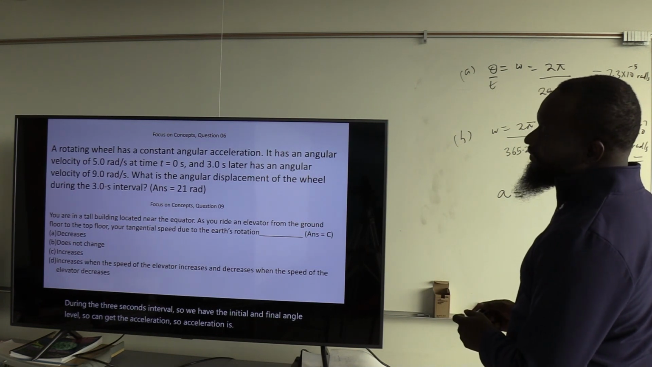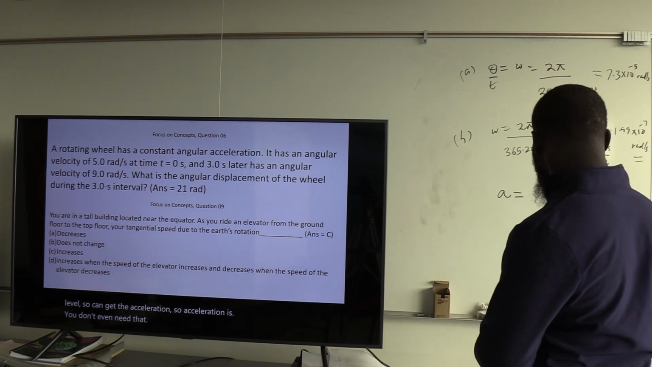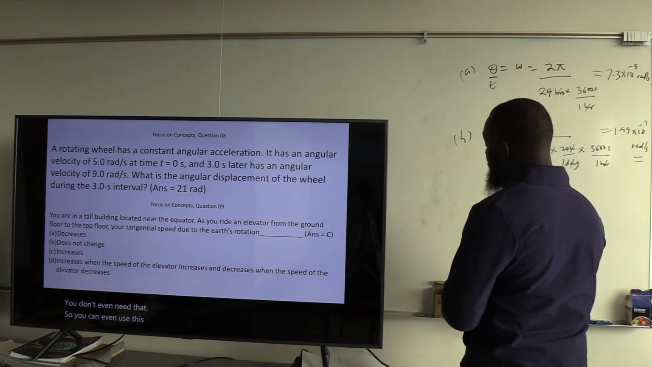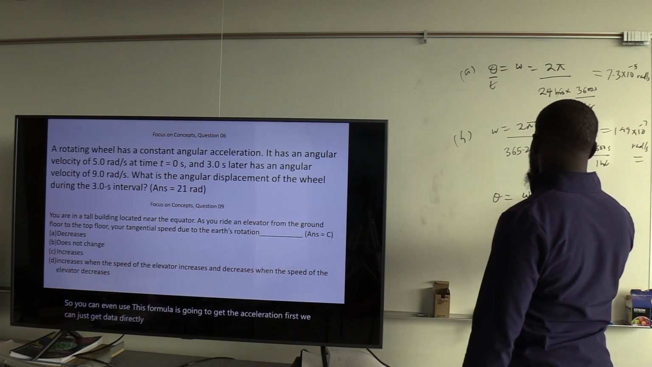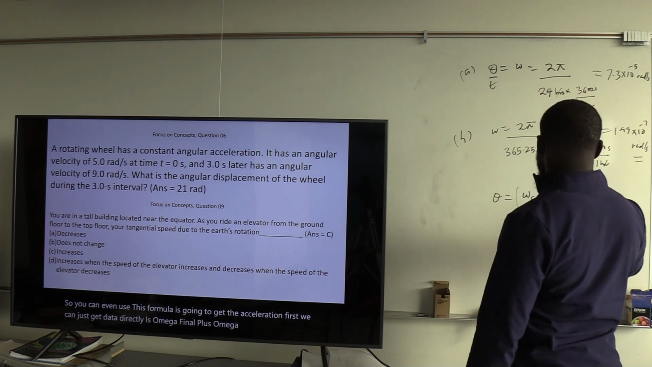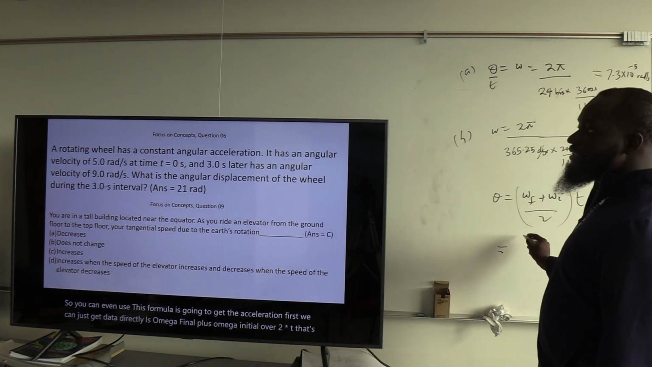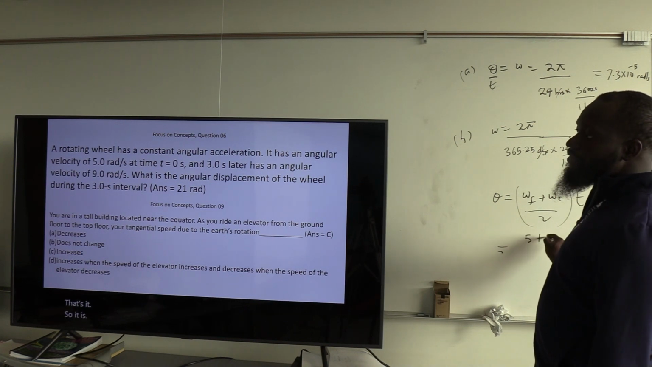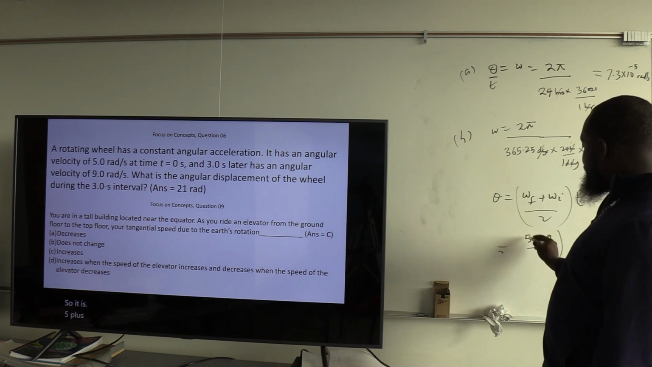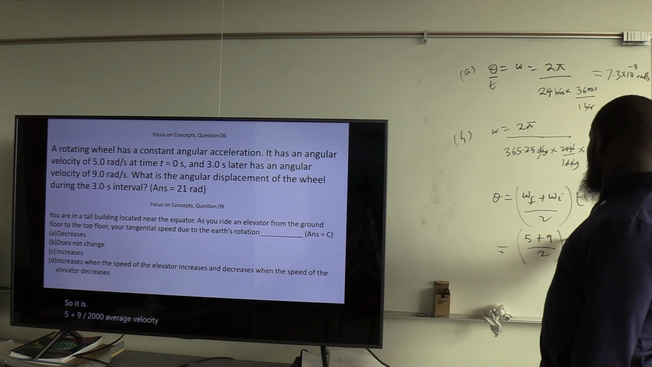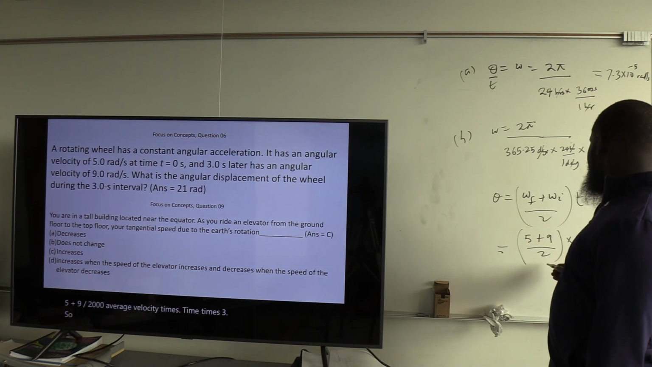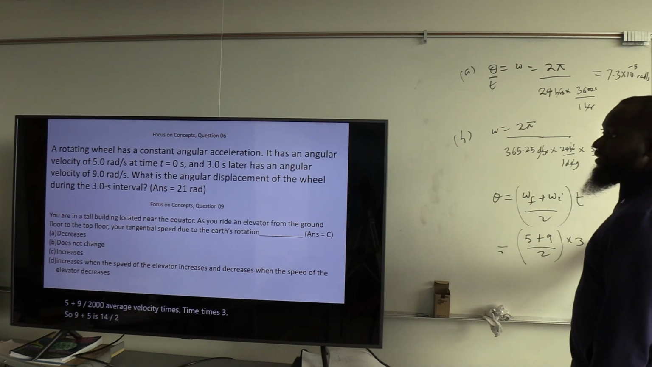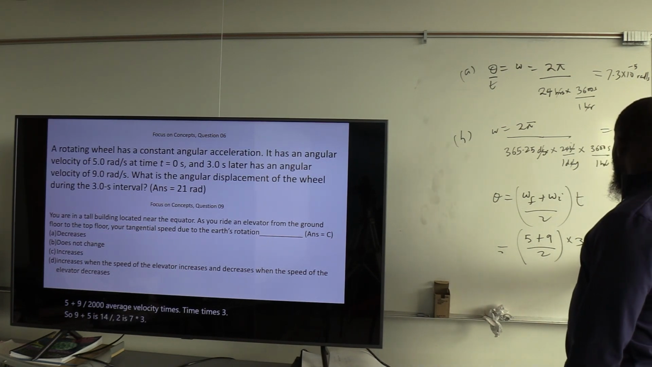You don't even need that. You can even use this formula. You don't need to get the acceleration first. We can just get theta directly. It is (omega final plus omega initial) over 2, times t. That's it. So it is 5 plus 9 divided by 2, that's the average velocity, times time, times 3. So 9 plus 5 is 14, divided by 2 is 7, times 3, 21 radians. And that's the correct answer right there.